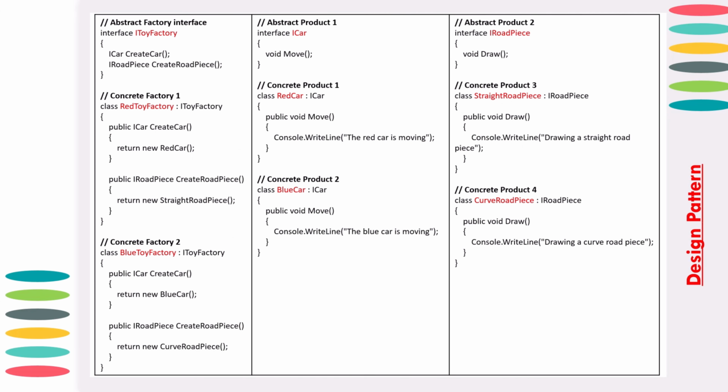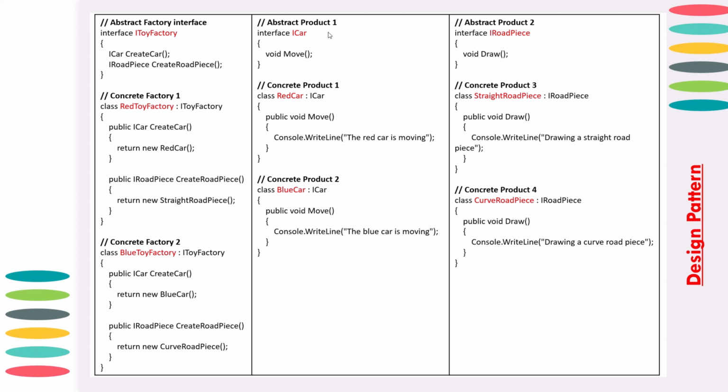Here is an example code where we have an abstract factory interface, IToyFactory, with two abstract methods that create related objects: createCar and createRoadPiece. The RedToyFactory and BlueToyFactory classes implement the interface to create families of red and blue cars, red car, blue car, and straight and curved road pieces, straight road piece and curved road piece. So these are the two concrete classes and then the abstract interface.